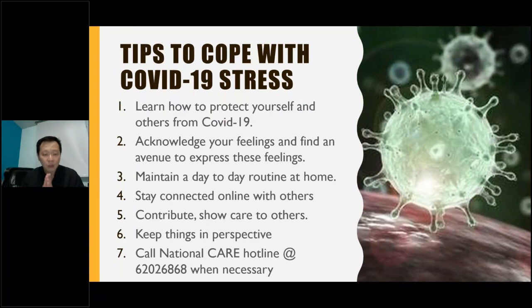Number 7, call the national care hotline at 6202-6868 when necessary. Really, this is an amazing initiative. If you really need to talk to someone and you don't know who to talk to, call this number. Someone will talk to you with regards to anything, really: any stress-related situations at home, any questions that you have with regards to the current circuit breaker, this COVID-19 situation.